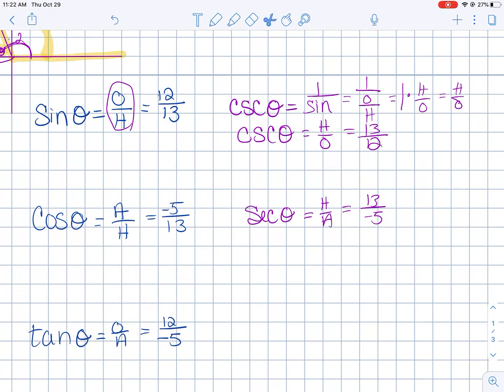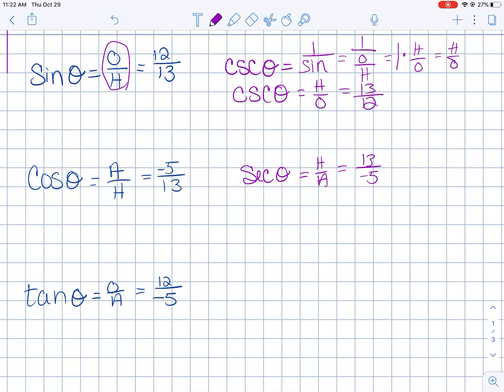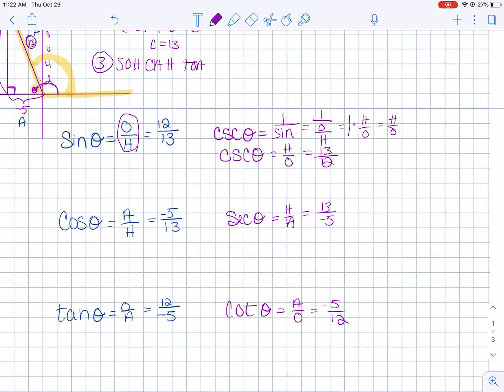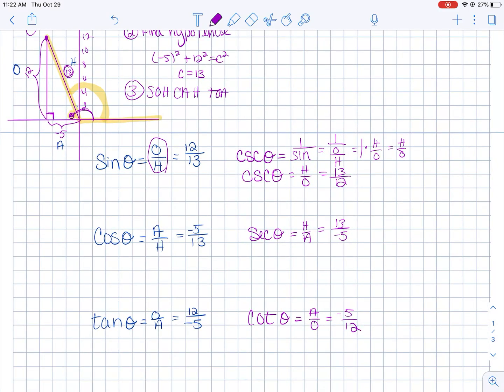And then lastly, tangent and cotangent are related. So if I want to find the cotangent of theta, it's the adjacent over the opposite, which would be -5 over 12. So easy as that. First find your SOHCAHTOA values, and then you're taking the reciprocals to find your other three trig functions.